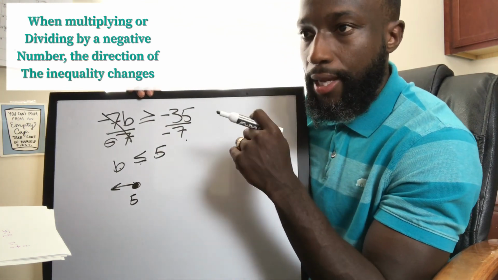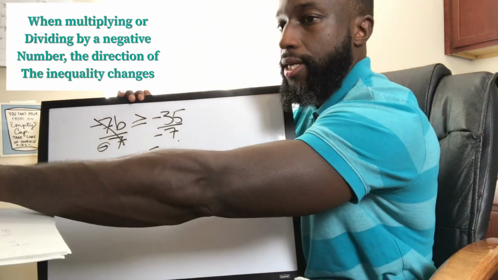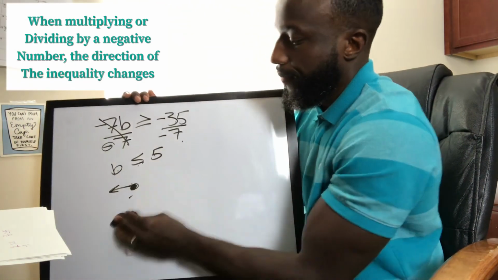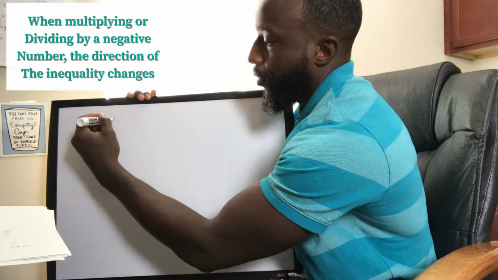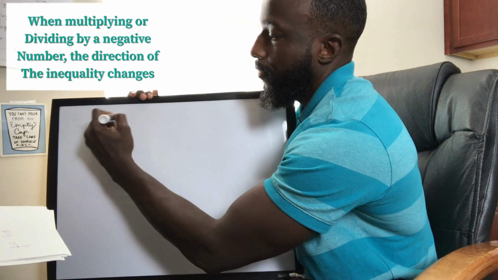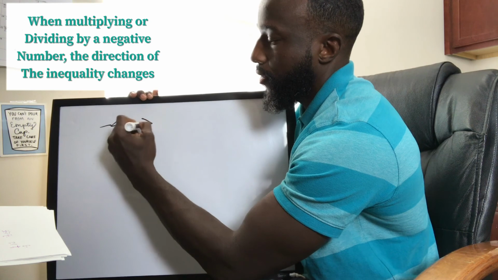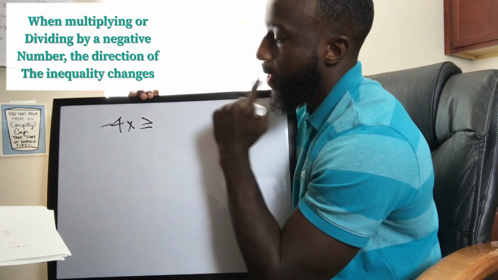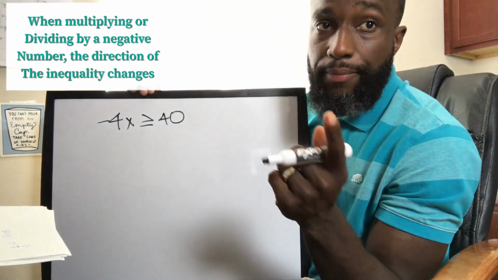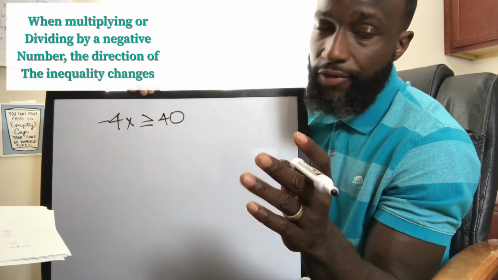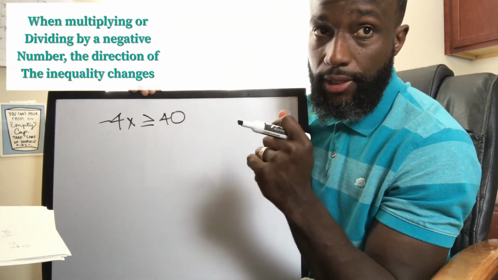So now you try. I'll give you one, the last one. -4x is greater than or equal to 40. Pause the screen, pause the video, and work this out and graph it. All right, let's go.